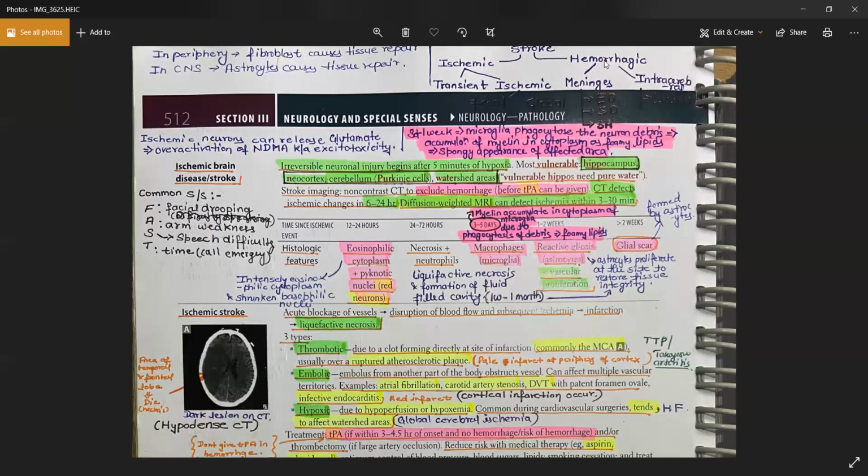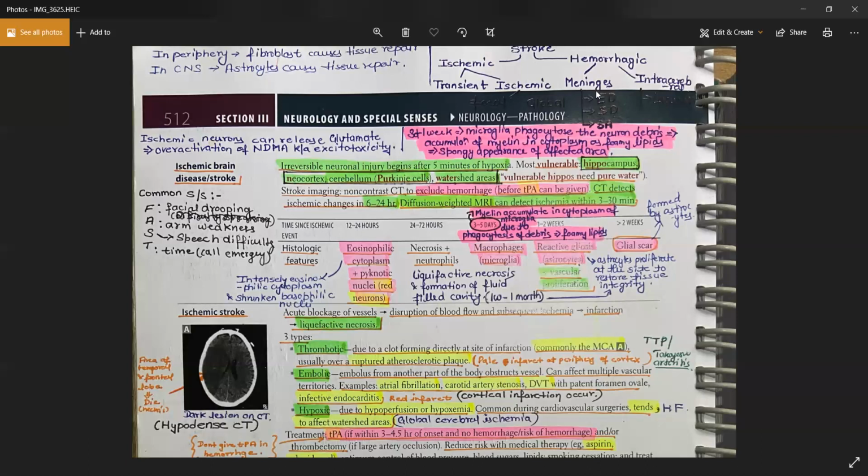Then for the hemorrhagic, you have two types of hemorrhages. One is the intracerebral hemorrhage and second is the meningeal hemorrhage. The meningeal hemorrhage can be epidural, subdural, or subarachnoid. Epidural is just above your dura; subdural is between the dura and the arachnoid. Then subarachnoid is between the arachnoid and the pia mater, and because the pia mater lies in very close association with your brain, there is very little or no space between the pia mater and the brain, right? So no hematoma or hemorrhage can happen after that.